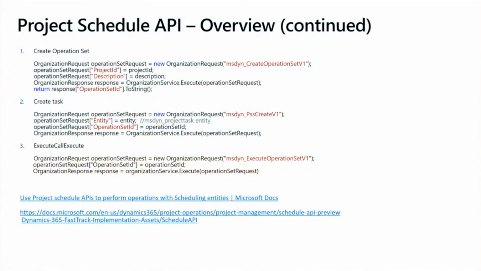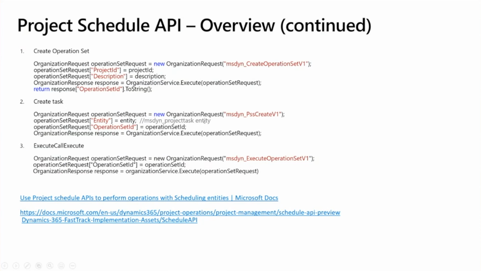So showing you some pseudocode, and this is basically here a link to a docs article where this is described in more detail. But basically, the first step is we're creating a new organization set of type operation set. We're going to add the project ID and the descriptions to that. And if we execute it, we get a GUID. Then we're going to create, for instance, PSS create tasks. We can, for instance, add a new project task to our operation set. So parameter 1 is an entity, parameter 2 is the operation set, and the execute basically will tell us if that is accepted as a request or not.